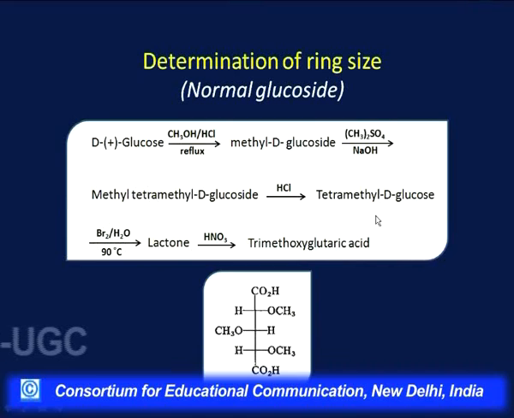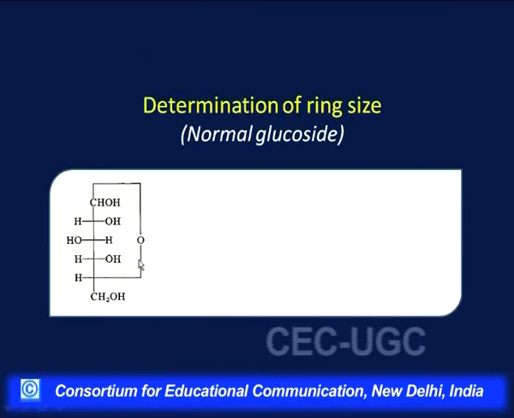We have discussed how this lactone is obtained earlier while we were discussing the structure determination for glucose. And then this lactone on oxidation gave a particular compound, trimethoxyglutaric acid. This is the structure for trimethoxyglutaric acid. It is a 5 carbon dicarboxylic acid with 3 methoxyl groups. Now, using the structure of this compound, they went back in the reaction sequence and they assigned it a 6-membered ring structure. We will take the reaction sequence considering a 6-membered ring structure.